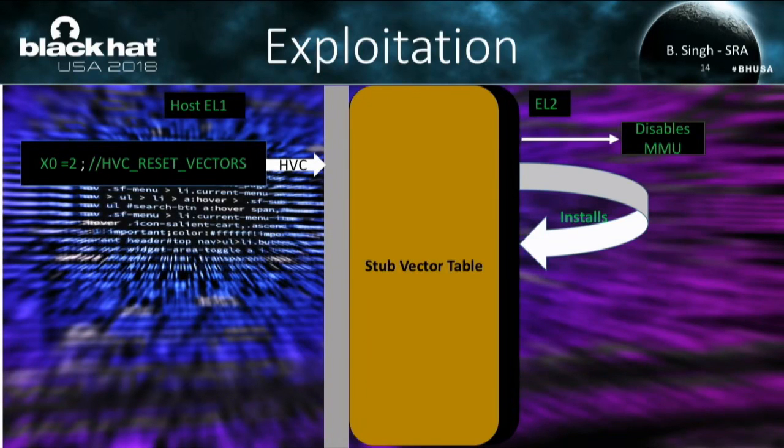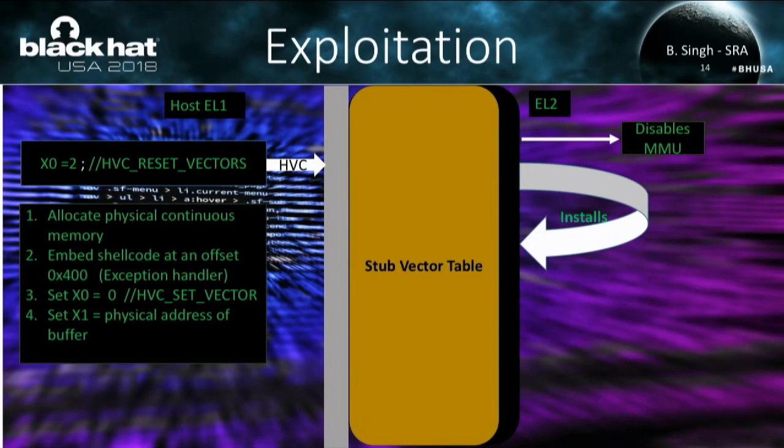After this, the attacker will allocate physically contiguous memory. Physically contiguous memory is needed because the memory management unit of EL2 has been disabled, and the attacker wants to register that memory as an exception vector table for EL2. Then the attacker will embed a shellcode at an offset of 0x400, because the exception handler is at this particular address.